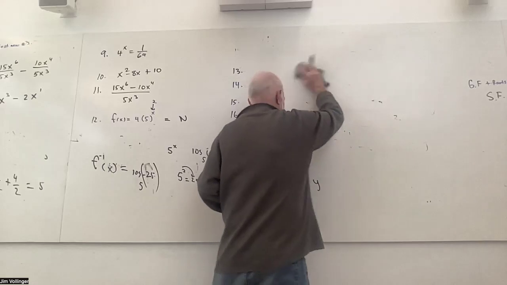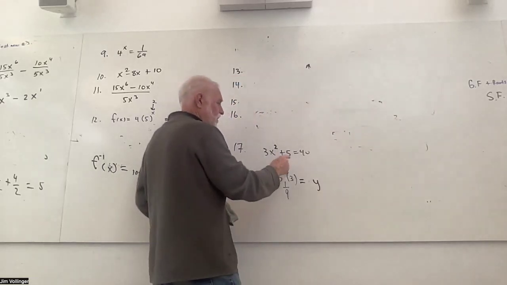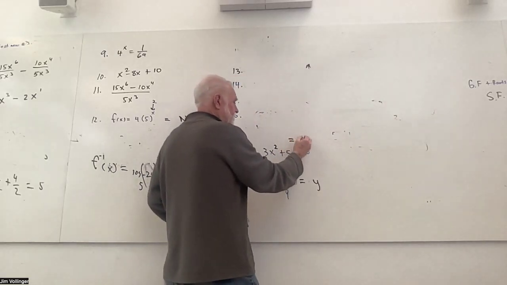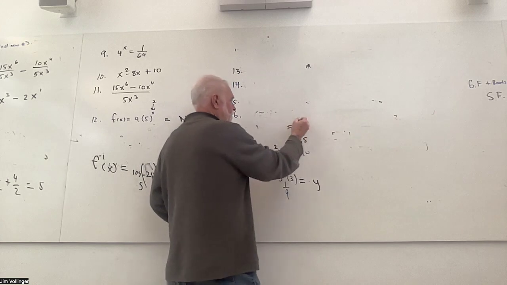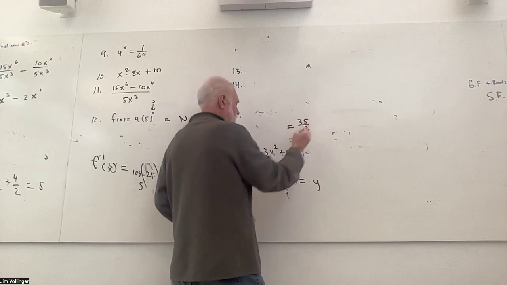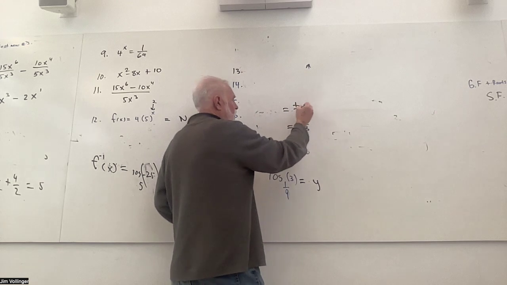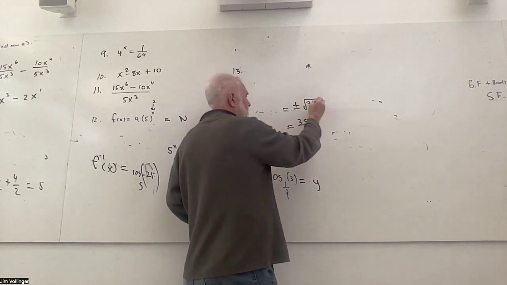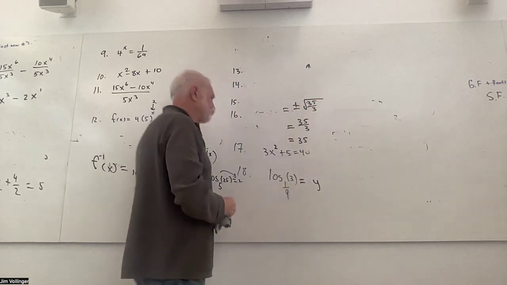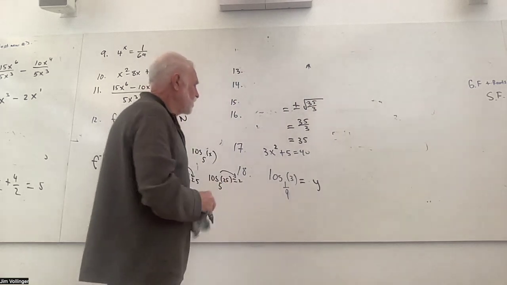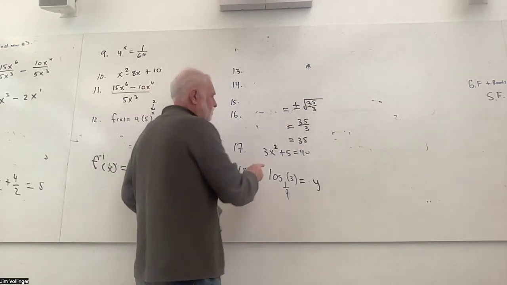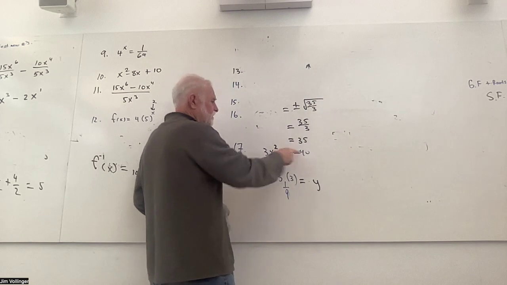All right, so what are the answers to this one? Got to subtract 5. Got to divide by 3. Got to take the square root, which requires a plus minus. Let's see if it works. No, there's no reason to see it works. You can see it works right here.